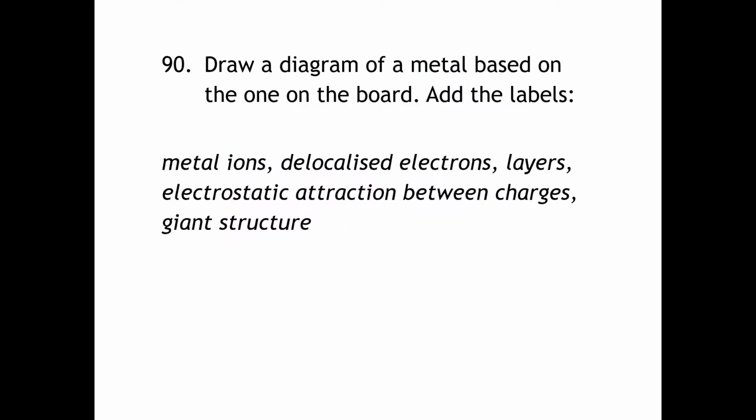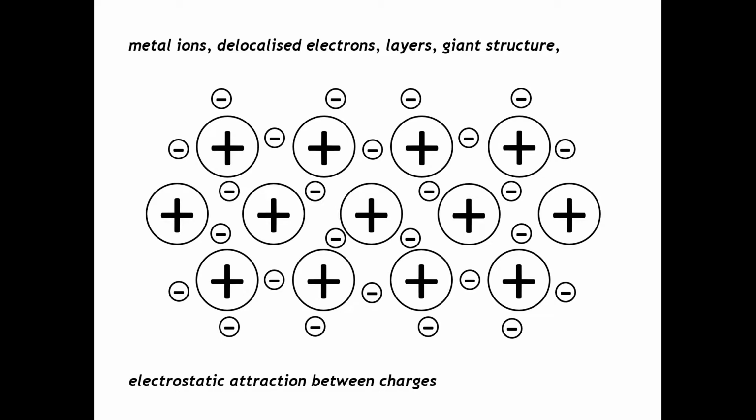What I would like you to do next then is to draw a diagram of a metal based upon the one I'm going to show you next. And then could you please, once you've sketched a neat copy, add these labels or draw lines from the words to the different parts of the structure. So here is the diagram. I'd like you to sketch as neatly as you can, and then please add those labels or add arrows to the different parts, different features of that structure. Pause the video when you're ready and come back to it to check your answers.